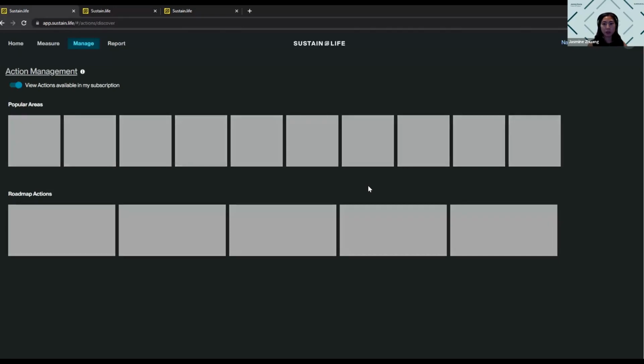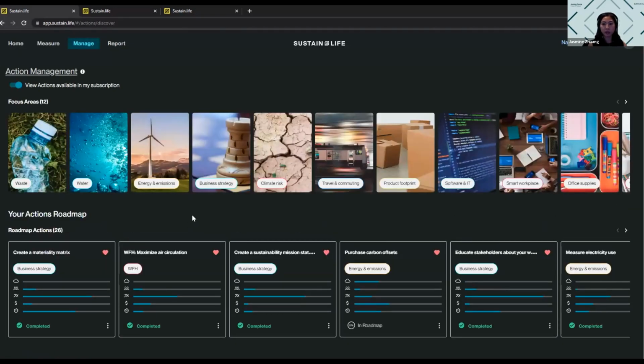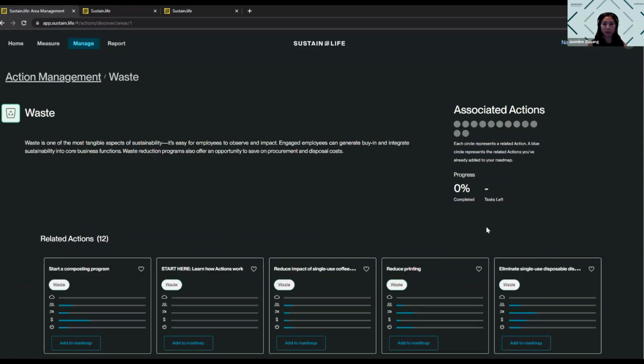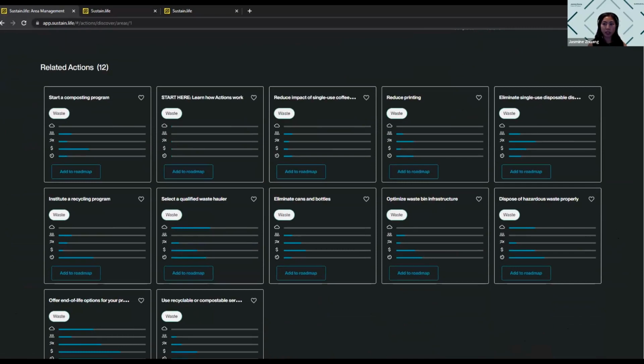So if you navigate over to our guides, you'll see that we have several guides across different areas. And these are ways of making sure that you can actually implement these actions and reduce your impact. For waste specifically, we have several actions here. They range anything from smaller actions like reducing printing or eliminating single-use disposables in your office, and then broader actions like how to implement and start a recycling program or composting program. And each of these will help walk you step by step through the actions.